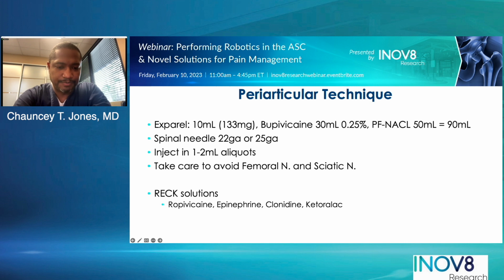If you just want to dump some solution into those sections without taking the time to do it in 1 or 2 ml aliquots, then I would suggest just using a typical REC solution, which would be a combination of ropivacaine, epinephrine, clonidine, and ketorolac.